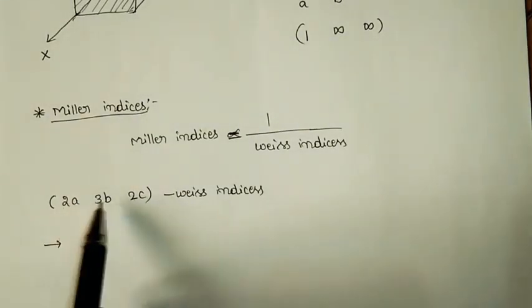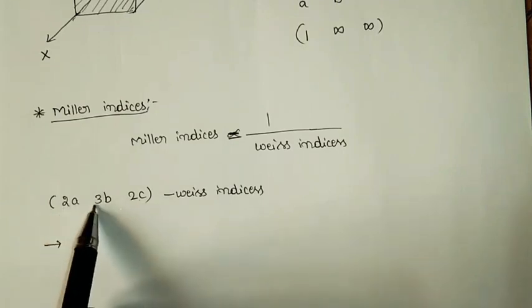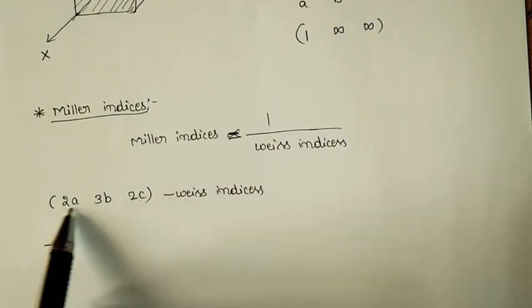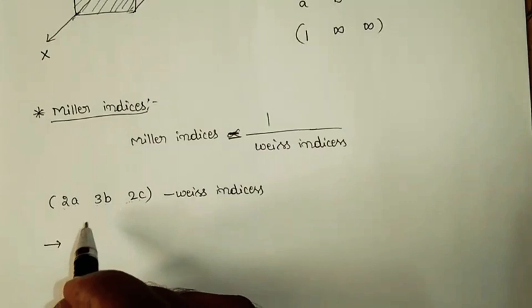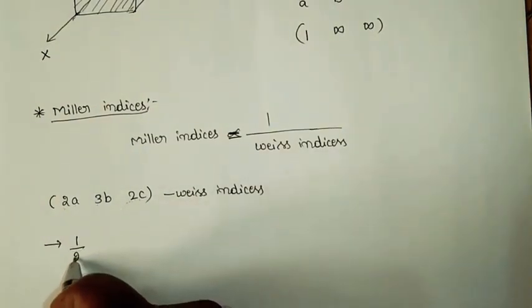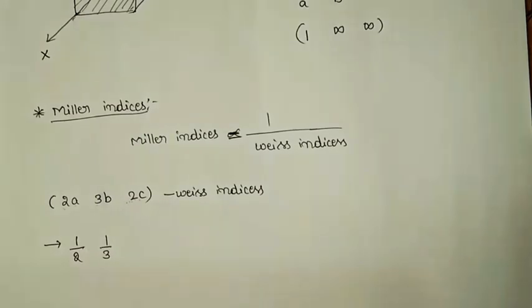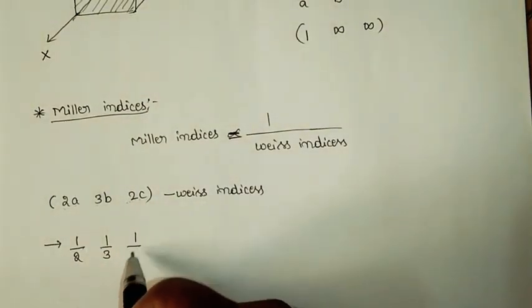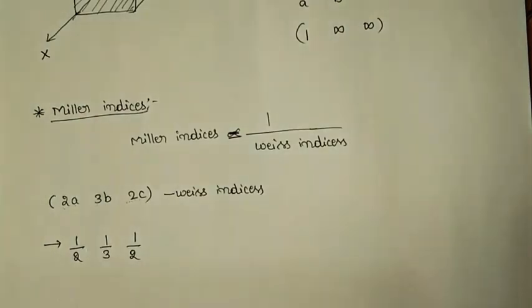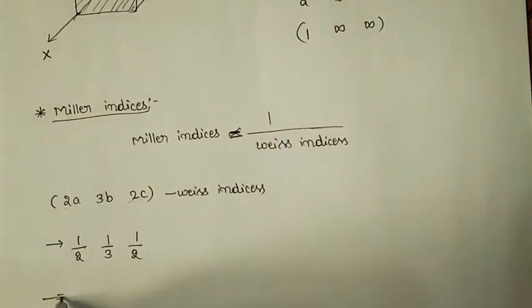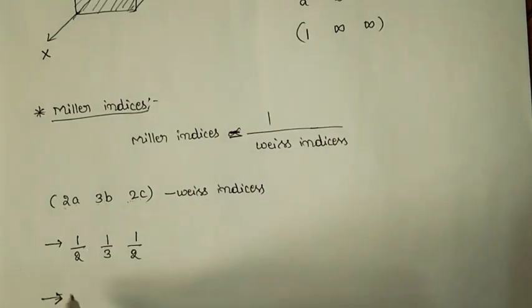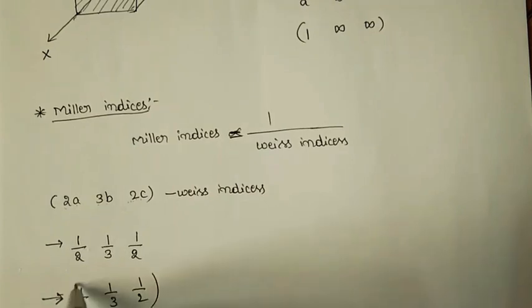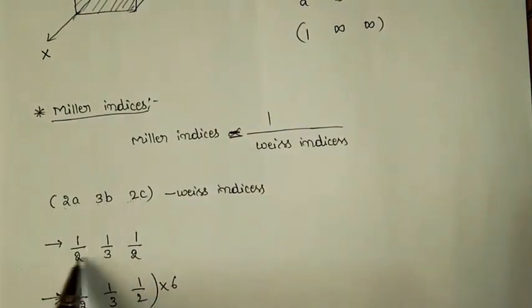Here A, B, C are the intercepts and the coefficients are 2, 3 and 2: 2 along the x-axis, 3 along the y-axis and 2 along the z-axis. For these coefficients we take the reciprocal, so the reciprocals are 1 by 2, 1 by 3 and 1 by 2. Take the LCM, which is 6. Multiply each term by the LCM: 1 by 2, 1 by 3, 1 by 2, each multiplied by 6.